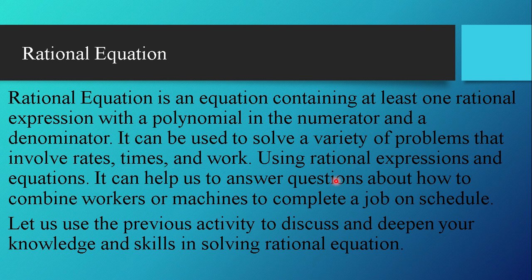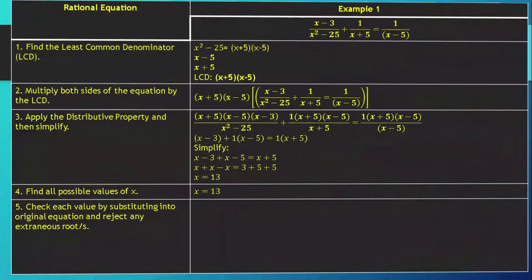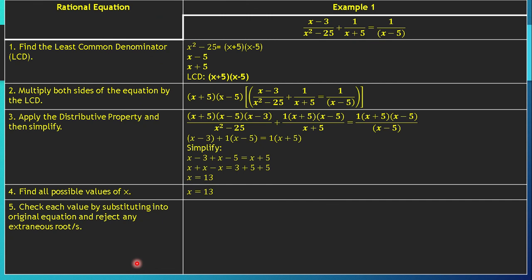Using rational expressions and equations, it can help us to answer questions about how to combine workers or machines to complete a job on schedule. Let us use the previous activity to discuss and deepen your knowledge and skills in solving rational equations. Okay, let's have our example number 1. Example number 1 is x minus 3 divided by x squared minus 25 plus 1 over x plus 5 is equal to 1 over the quantity x minus 5.